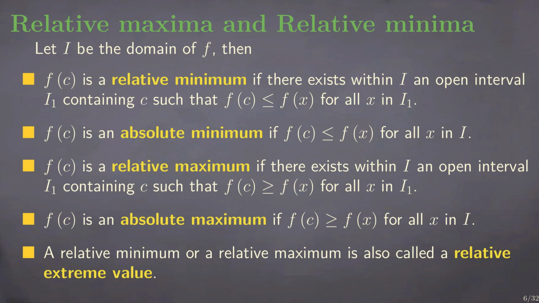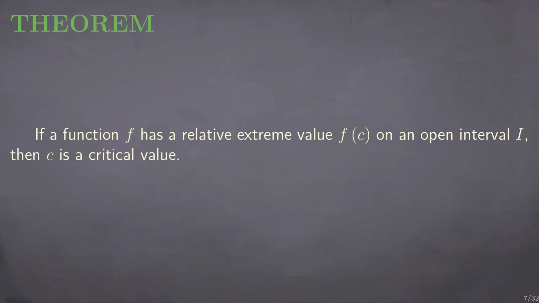From the earlier example we can see that a relative extreme value only occurs at critical values, and this is actually a general fact. That is guaranteed by the following theorem, saying that if a function f has a relative extreme value f(c) on an open interval I, then c is actually a critical value of f.